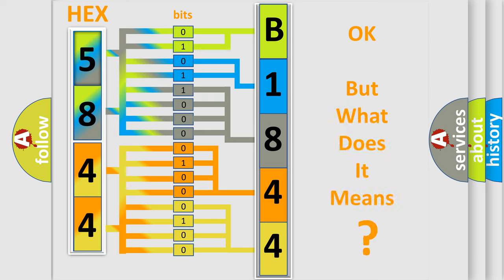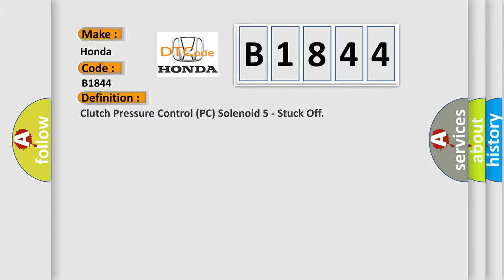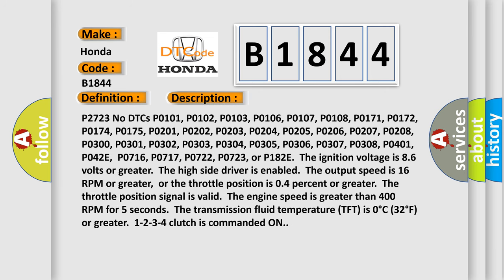The number itself does not make sense to us if we cannot assign information to what it actually expresses. So, what does the Diagnostic Trouble Code B1844 mean specifically for Honda car manufacturers? The basic definition is clutch pressure control PC solenoid 5 stuck off. And now this is a short description of this DTC code.